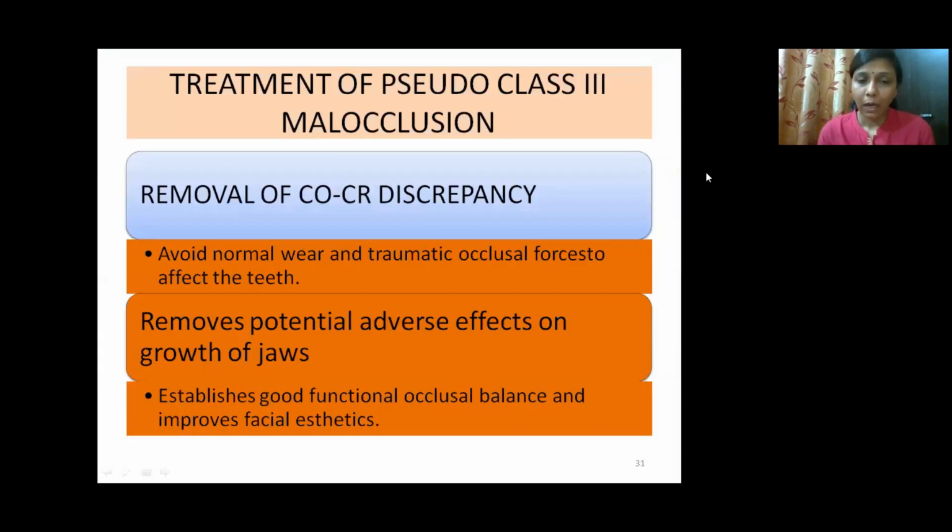So how to treat? In the treatment of pseudo class 3 malocclusion, we have to remove the CRCO discrepancy, that is, centric occlusion and centric relation must coincide. If we are able to correct the CRCO discrepancy, that will avoid abnormal wear and traumatic occlusal forces affecting the teeth, and that removes potential adverse effects on the growth of the jaws. Jaws will be facilitated to grow in a normal pattern, and it will establish a good functional occlusal balance and improve the facial aesthetics as well.